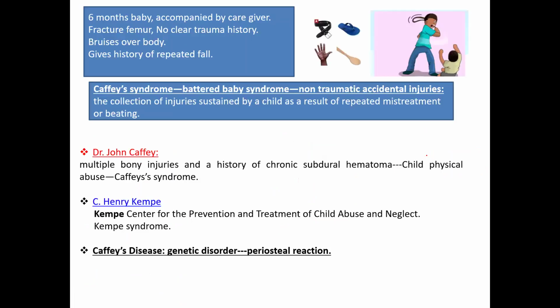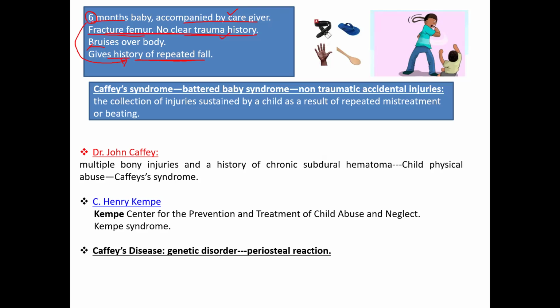So we'll move on to one more important topic related to pediatric trauma. Here is a case of a 6 months baby accompanied by a caregiver. There are no parents. The caregiver brought the patient. Patient had a fracture femur. But when asking the history, the caregiver is unable to give a proper history of how the patient sustained the fracture. Then on examination, there are multiple bruises over the body. On asking the reason for the bruises, the caregiver gives a history of repeated falls. Mind here, the patient is just 6 months. So a history of repeated falls in a 6 months baby is not correlating.